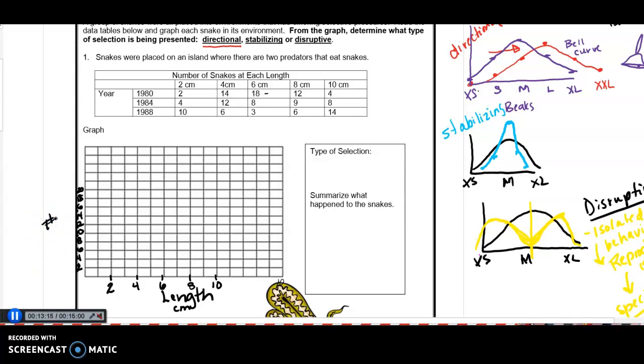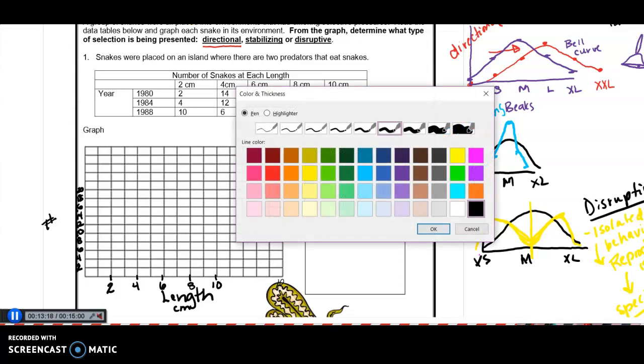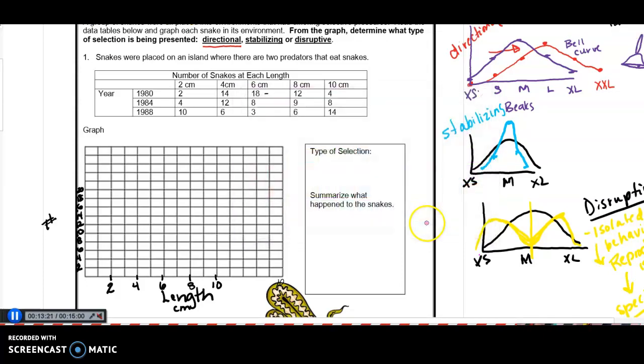All right, so let's do 1980. I'll do it in pink. So at 2, I had 2. At 4 centimeters, there were 14 of them. At 6 centimeters, there were 18. At 8 centimeters, there were 12. And at 10 centimeters, there were 4. Excellent. There you go. So that's 1980.